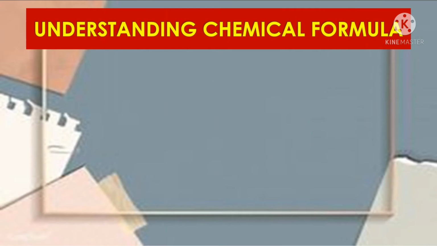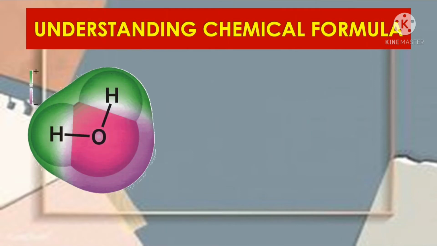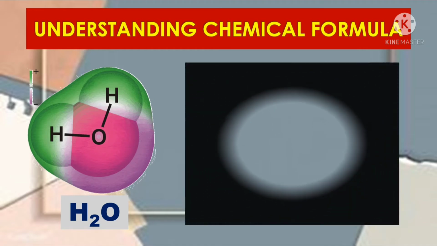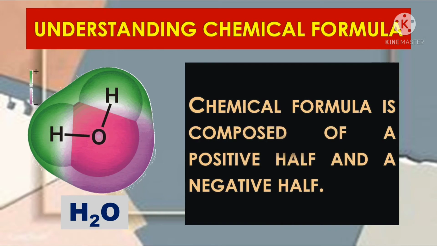Take this as an example. Do you know what this is? It's a water molecule, and it's an example of a chemical formula. And every chemical formula has a positive half and a negative half.